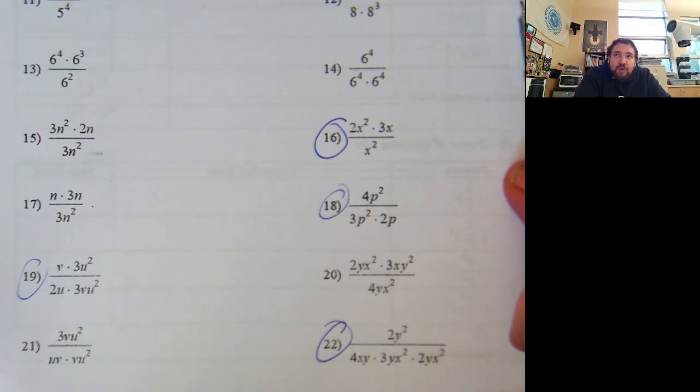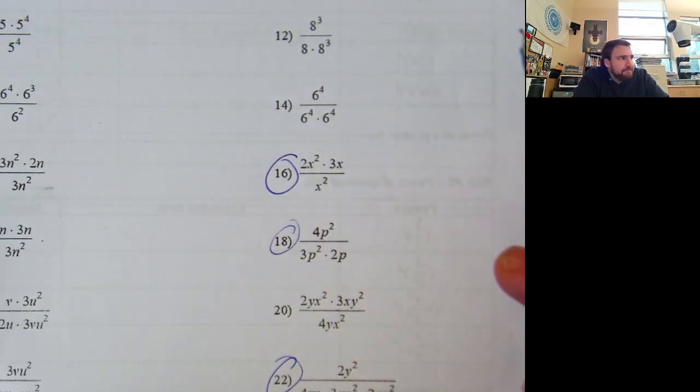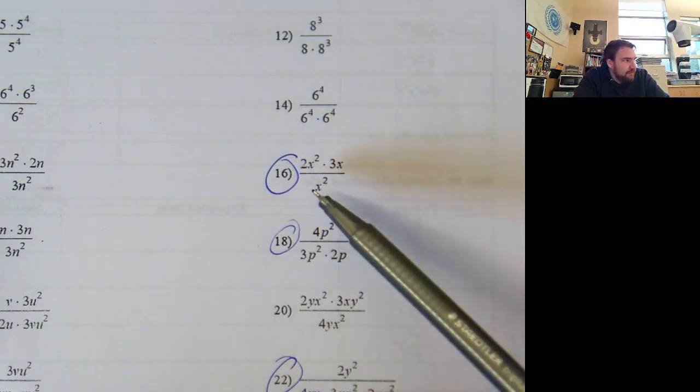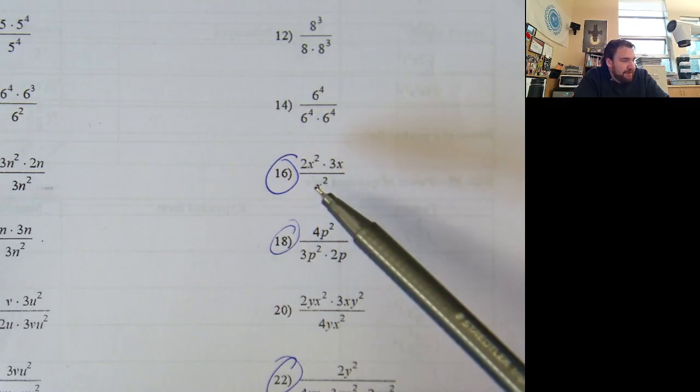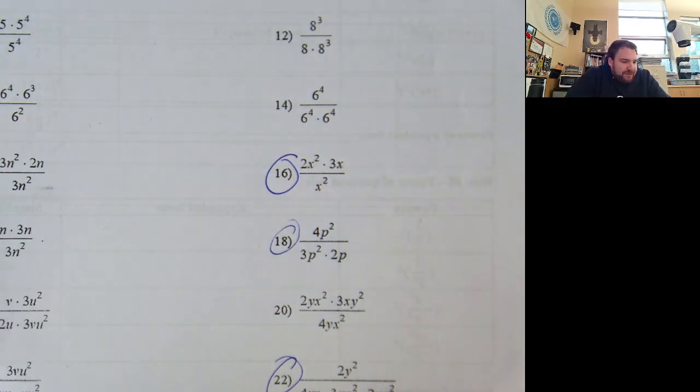Okay, 16. Who wanted 16? Dea. Did you want question 16? Okay, stop talking to the people around you. Okay, Dea, there's a few ways we can go about dealing with this. We could simplify the numerator first, or we could do some dividing to get rid of some stuff. Which way would you like me to approach this question?